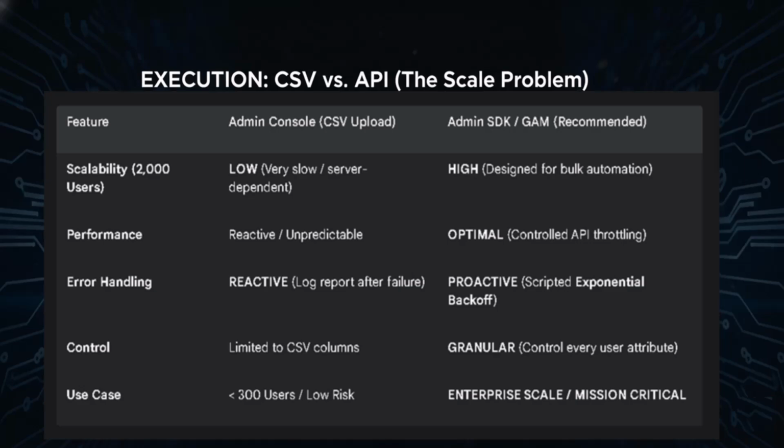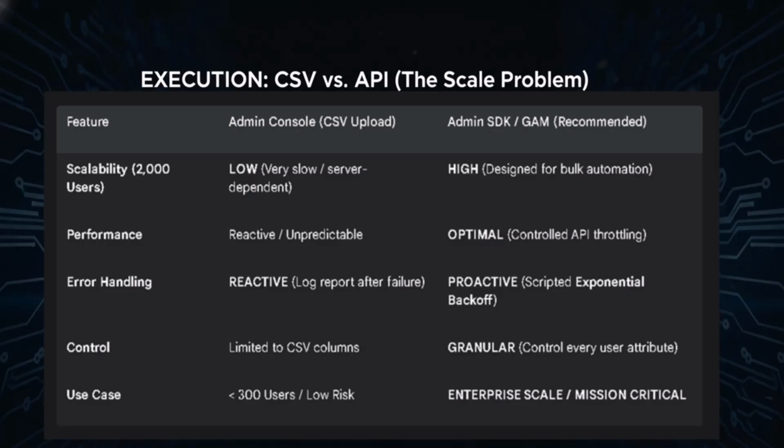First, the Admin Console CSV upload. Look at the numbers. Scalability is low. For 2,000 users, this method is slow and unpredictable. Your error handling is purely reactive. If the upload fails after 6 hours, you only get a log file, and you have to start over. This approach guarantees you miss your 24-hour deadline.